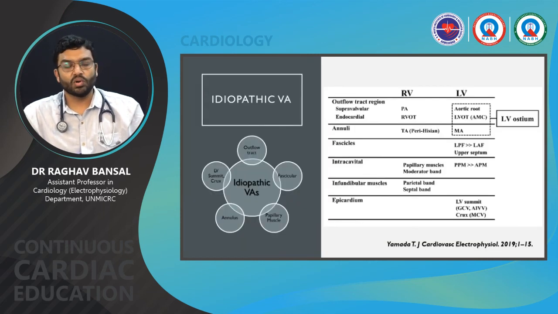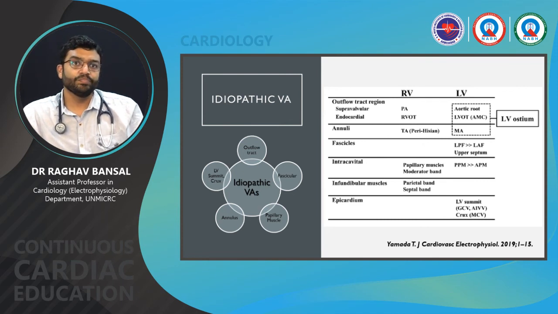So from what all structures do idiopathic ventricular arrhythmias arise? These can be outflow tracts, fascicles, the papillary muscles, the mitral and the tricuspid annuli, and the LV summit or the crux. So we can divide it into the right ventricular origin or the left ventricular origin. The outflow tract region is the most common. It can be endocardial from the RVOT or the LVOT, or it can be supravalvular from the pulmonary artery, which is very rare, or the aortic root, which is fairly common in that it would constitute around 10% of the ventricular arrhythmias from the outflow tracts.